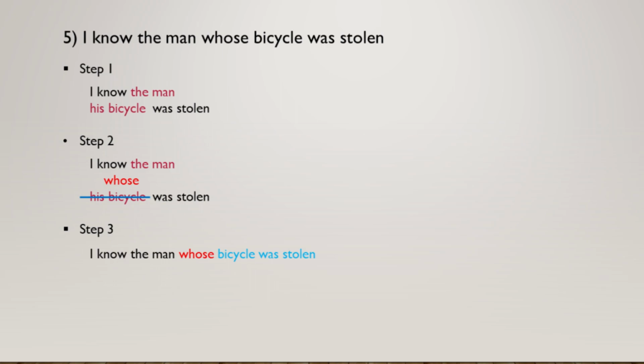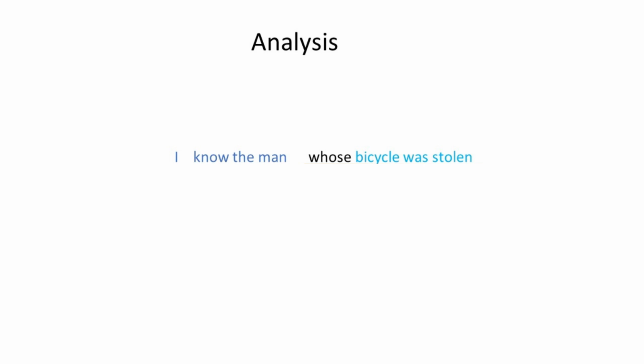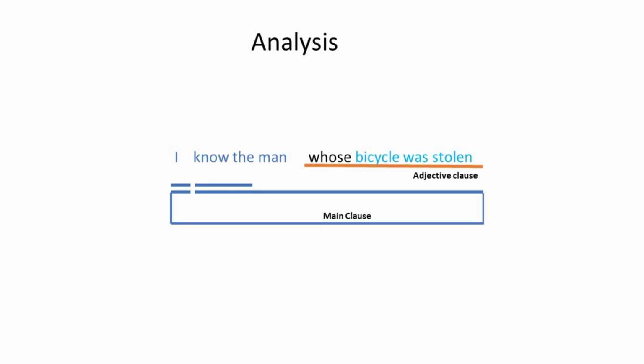Let's analyze the sentence. I know the man whose bicycle was stolen. I know the man is the independent clause. Meanwhile, whose bicycle was stolen is a dependent clause functioning as an adjective. I is the main subject of the sentence, know is the main verb of the sentence, and the man is the direct object. Meanwhile, whose bicycle is the subject of the clause, with whose as a relative pronoun, and was stolen as the verb of the clause.